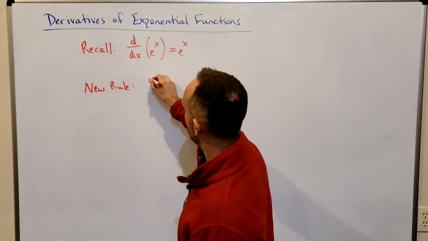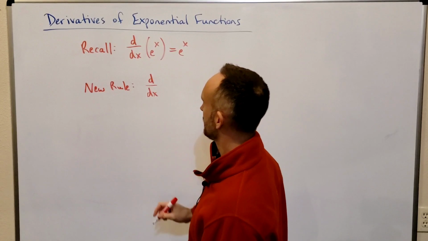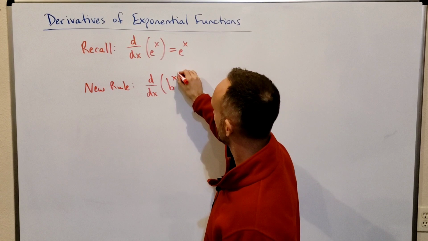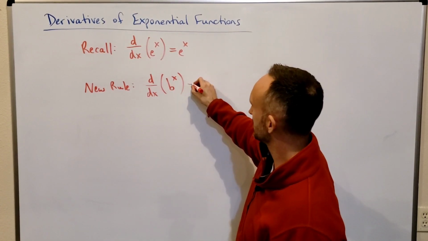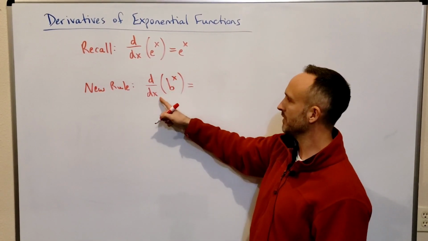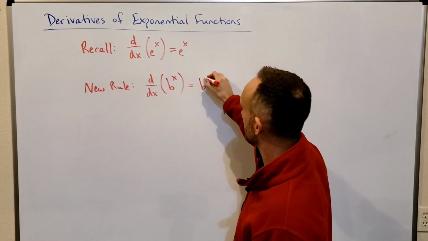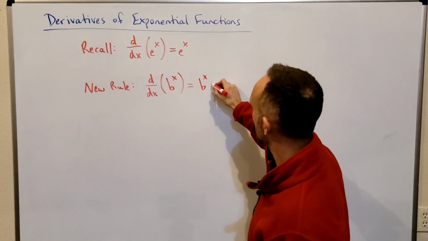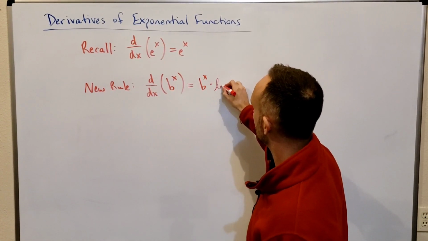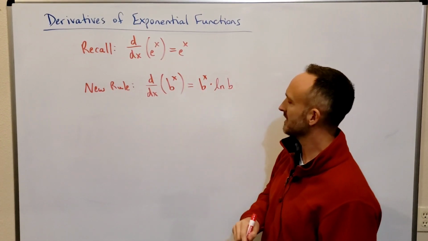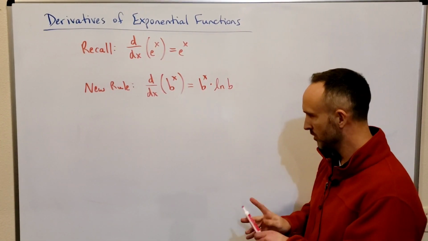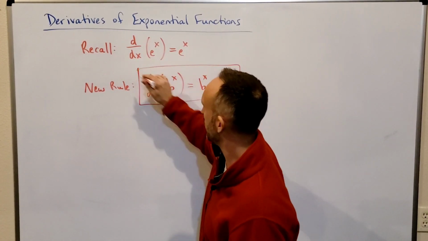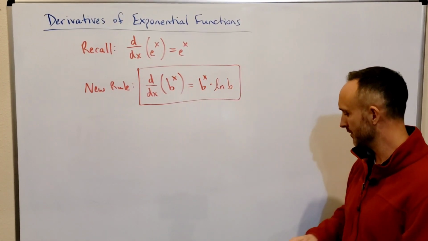So if I have the derivative of some other base, let's call it b for base, b to the x power, well, it starts out the same way. The derivative of b to the x, well, that's b to the x. But because the base may not be e, there's an extra factor on this that is the natural log of whatever that base is, okay? And so let's practice with this rule for a moment, and then I'll show you why that is the derivative.